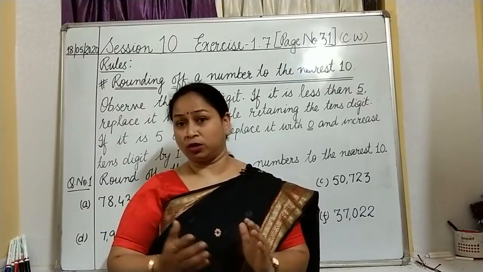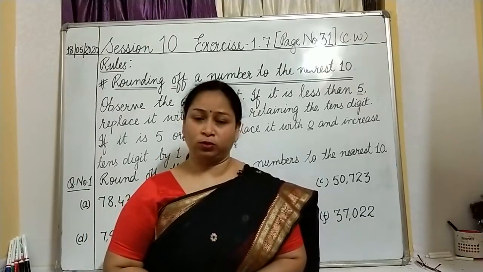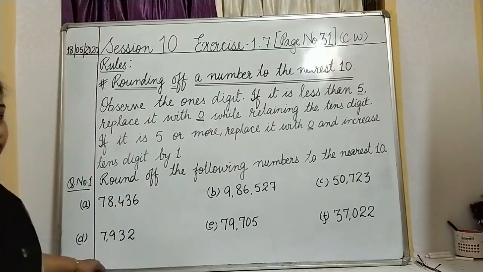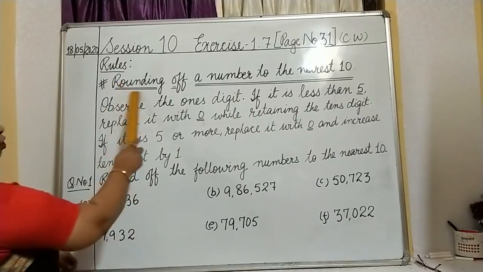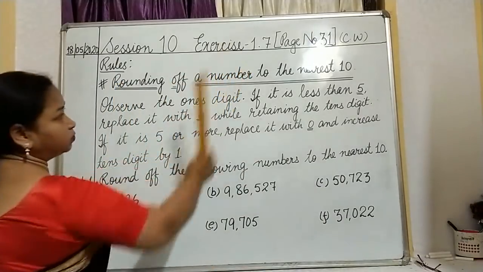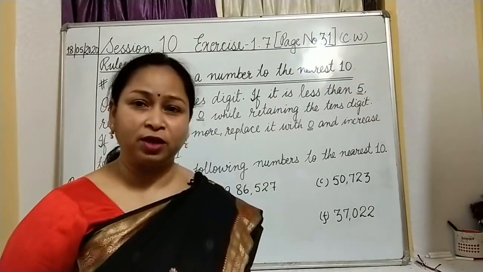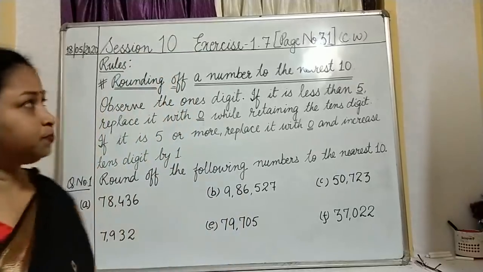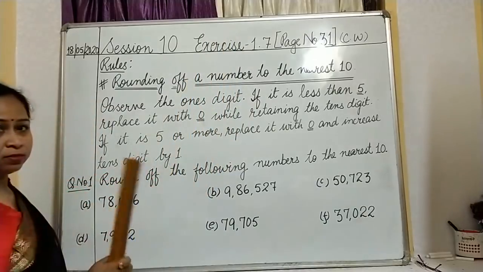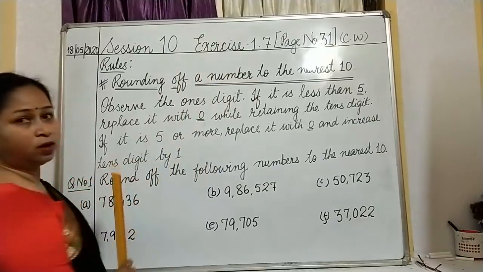So what are the rules? We cannot just go ahead like that. We have to follow some rules. The chapter which includes this rounding of a number to the nearest 10 is in exercise 1.7. So all of you open your book, page number 31. On page number 31, open? So on page number 31, which exercise can you see?